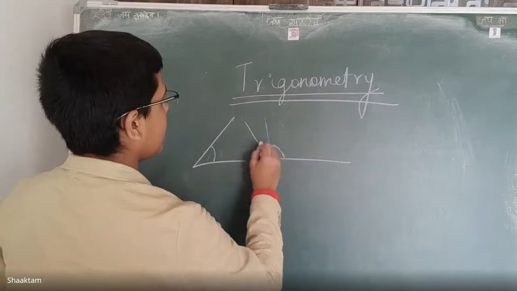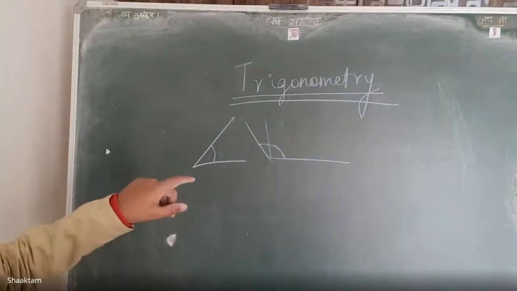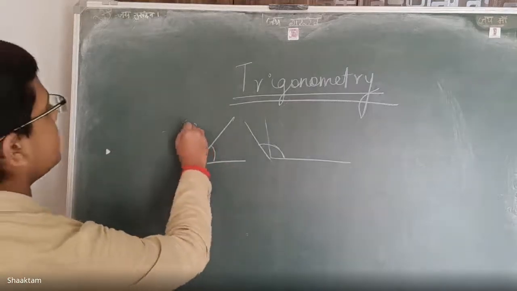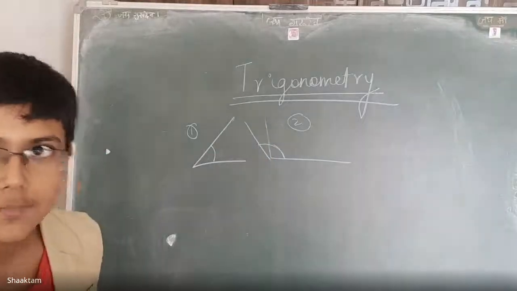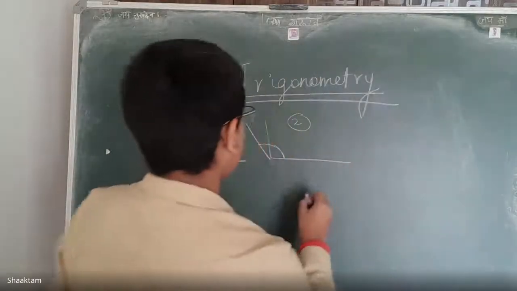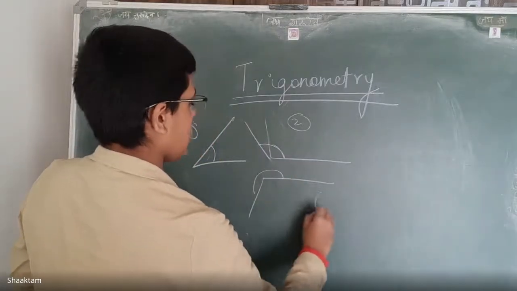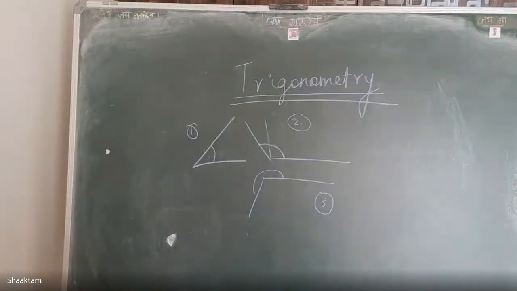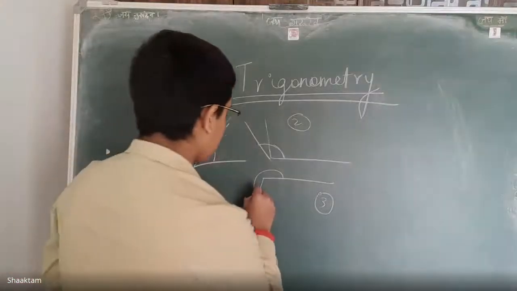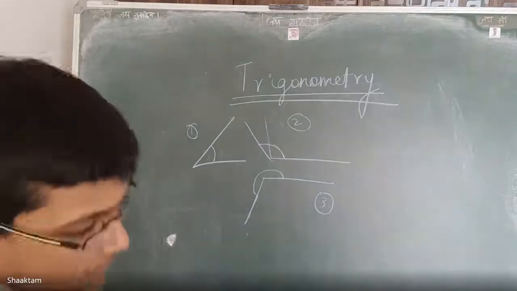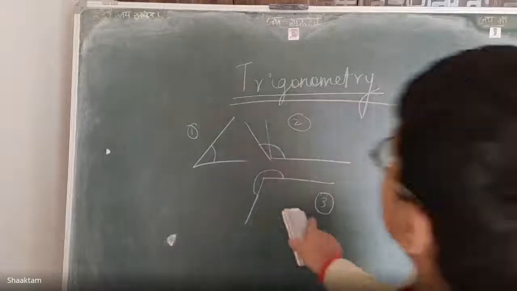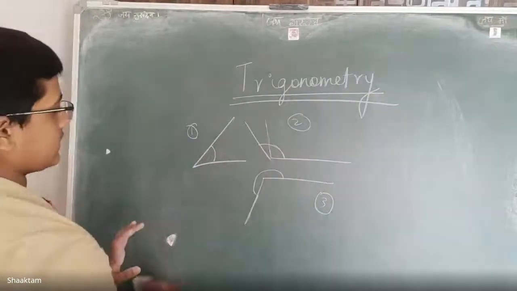Let me make it a bit more clear. This angle. Take this as one. What do you call angle two? Obtuse angle. Obtuse, okay. What do you call angle number 3? You know what it's called? Okay, fine. If you don't know, this is called reflex angle. It's more than 180, but less than 360.